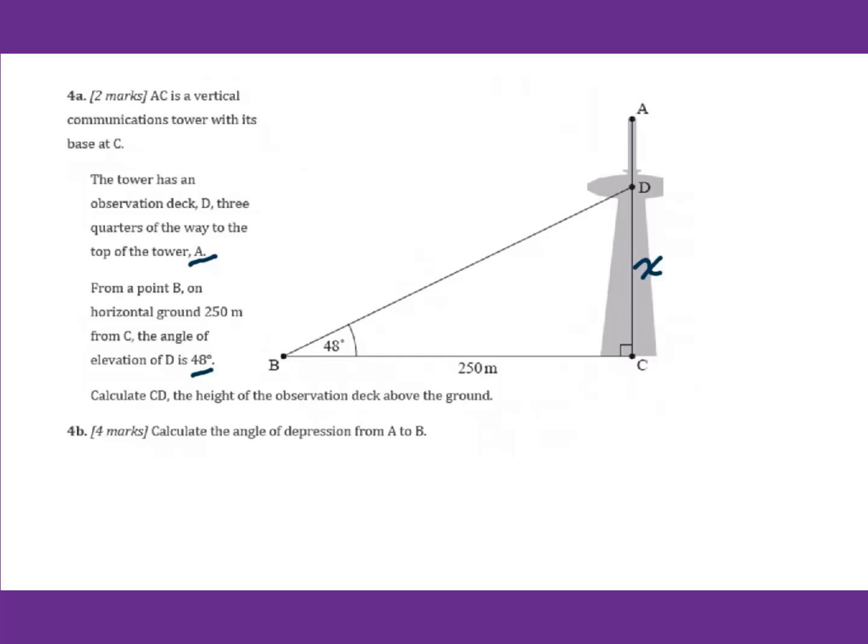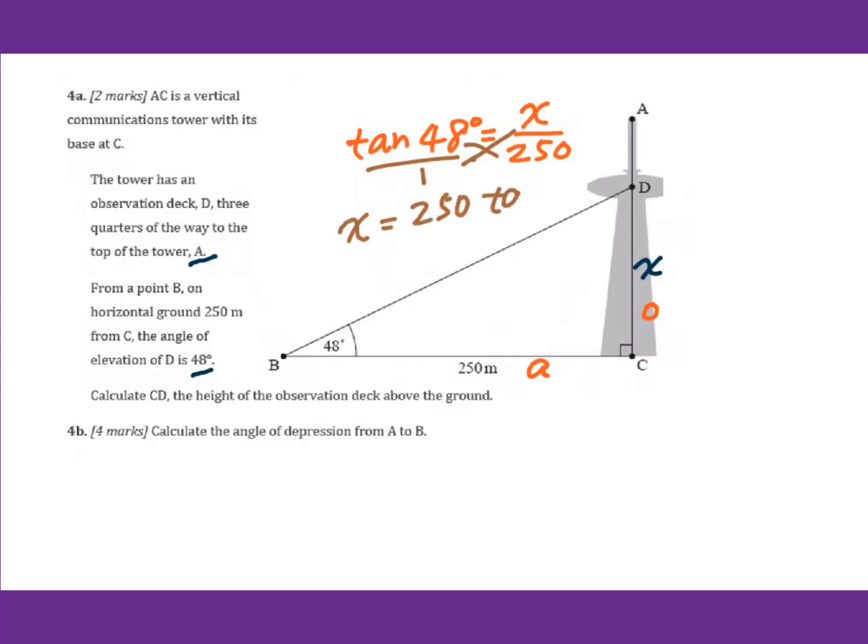Since this is a right triangle, you can use a tangent. This will be the opposite side. This is the adjacent side. So you can do the tangent 48 degrees equals X over 250. Then you do cross multiply. X equals 250 times tangent 48 degrees. You will get 278. The unit is meters.